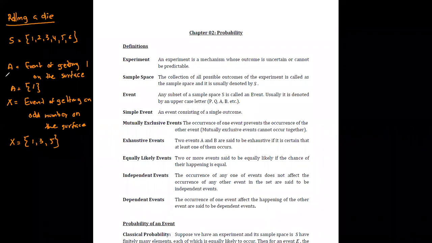Anyhow, the rule we have to follow is to use uppercase English letters to denote an event. I have already discussed the simple event. A simple event is considered as an event consisting of a single outcome. Here, X cannot be considered a single outcome, because there is a combination of outcomes. We may get 1, we may get 3, we may get 5. Therefore, if it is a simple event, then there is a single outcome in what we consider as the event.